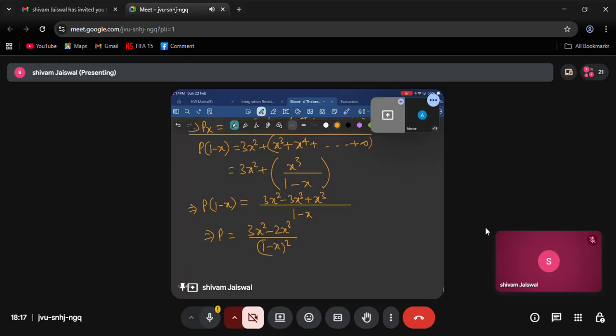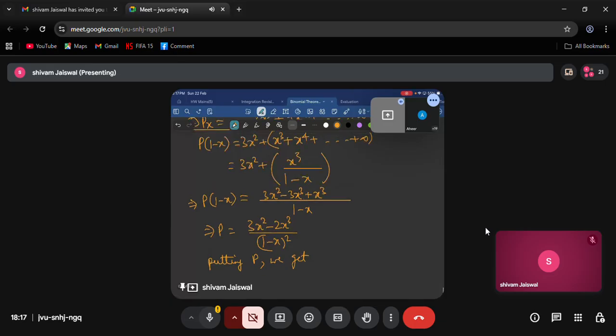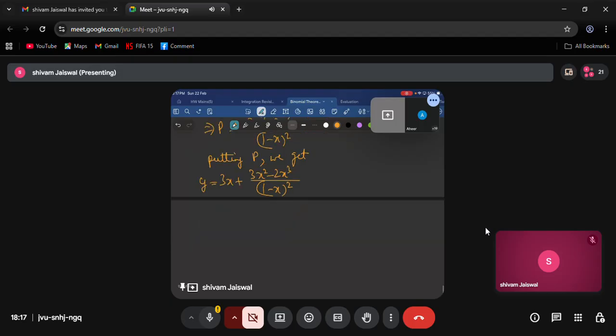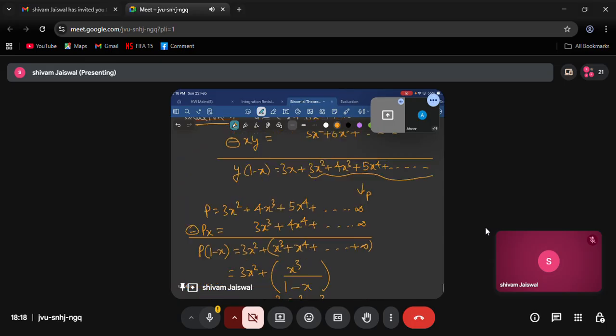So let us substitute P over here. So now, putting P, what do we get? We get y is equal to 3x plus 3x square minus 2x cube upon 1 minus x whole square. Okay, it is lengthy, but anyways, let's see. I think we have to solve only. No, there's no other choice. 3x cube plus 5x to the power 4 to infinity.